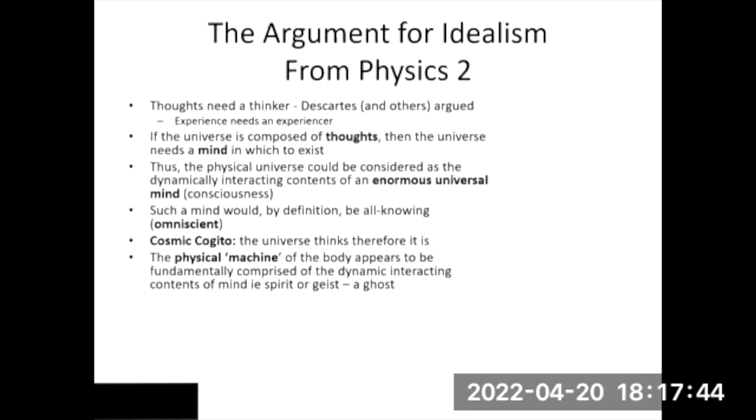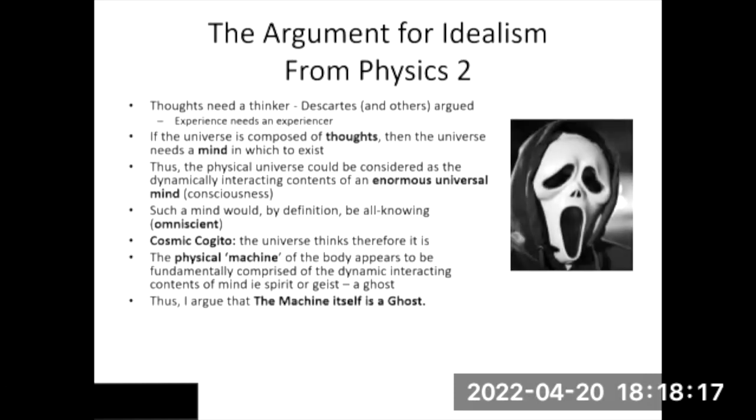So it's a bit more like a mind than anything else. So if it's a bit more like a mind, or a bit more like thoughts, then maybe there's a big, giant mind, as it were, to contain it all. And you might like the idea of the cosmic cogito, which is the universe thinks, therefore it is. But the point is, the physical machine of the body appears to be fundamentally comprised of dynamic, interacting contents of a mind or a geist or a ghost. So I conclude that the machine itself is a ghost. Thank you very much.